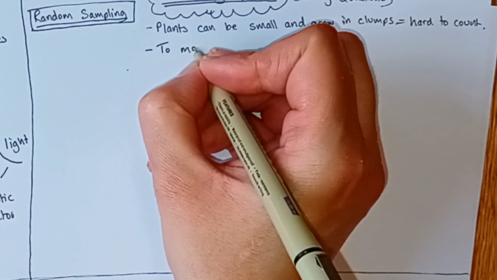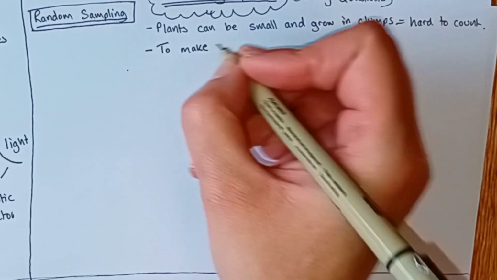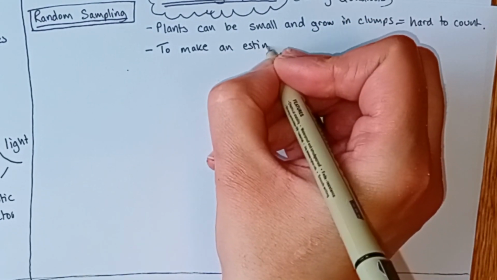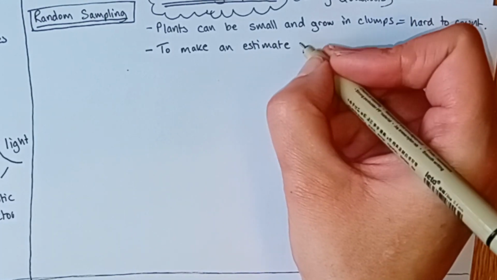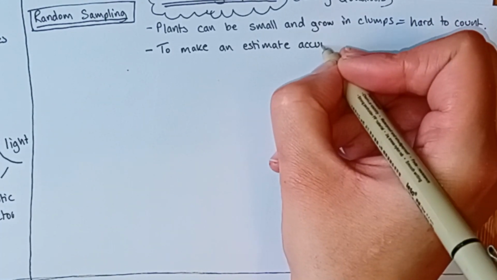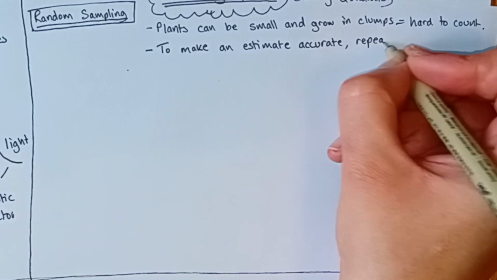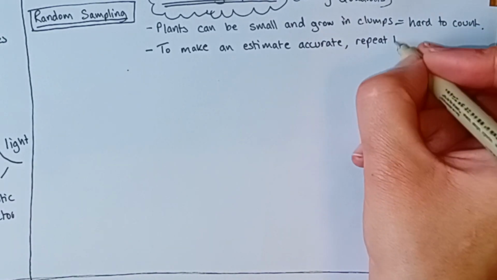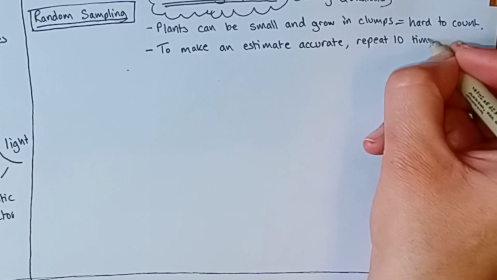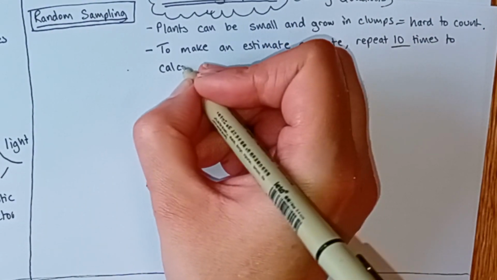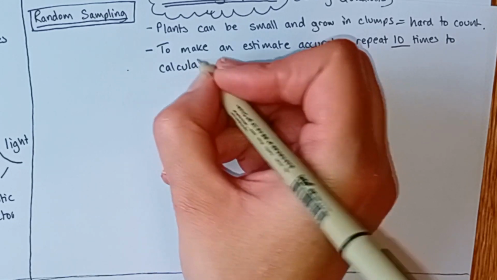to make an estimate accurate. Repeat 10 times to calculate an accurate mean.